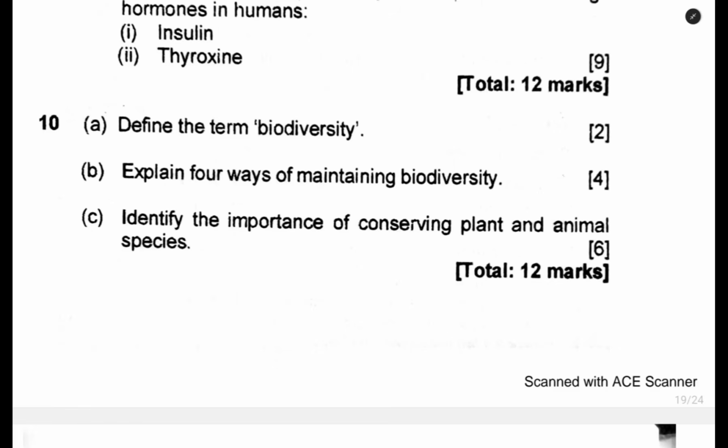Define the term biodiversity. So to be on the safe side, this topic is the last part of biology. So most of them do not even know it. I can choose from, I have much chance to choose questions. So don't take chances. Know this topic. Explain 4 ways of maintaining biodiversity. Then question C, identify the importance of conserving plants and animals.